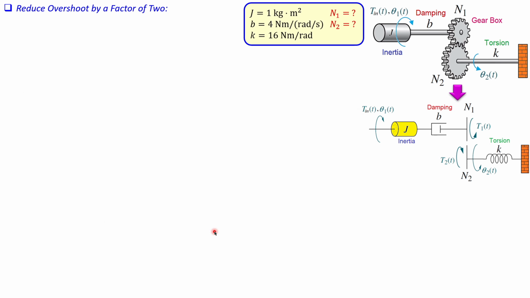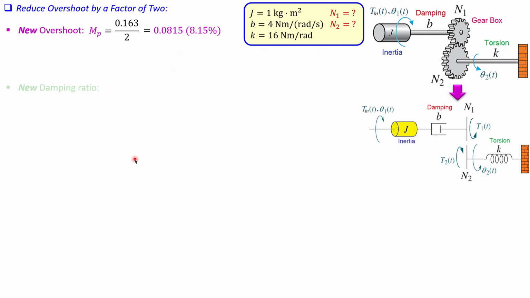Now, the second part is we would like to reduce the overshoot by a factor of 2. That means the new overshoot must be 0.163 over 2, which is 0.0815 or 8.15%. That means I keep these values for my inertia, my damping coefficient, and also the torsion spring constant. But I can change my N1 and N2. That's also what the question was. So adjust your gearbox ratio in order to have the overshoot reduced by a factor of 2.